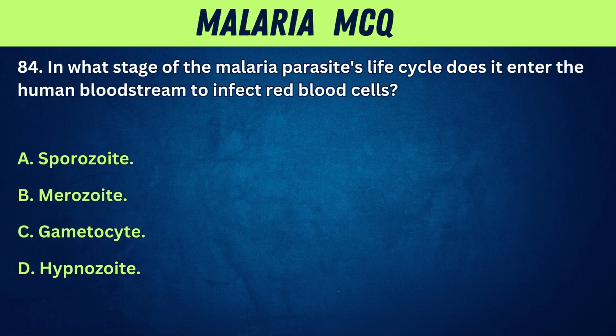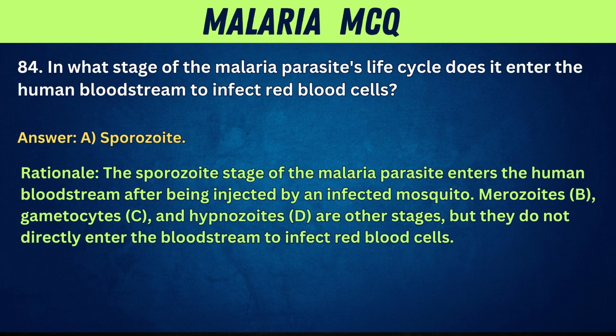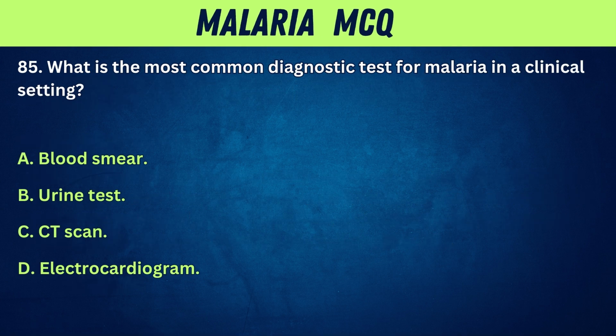84. In what stage of the malaria parasite's life cycle does it enter the human bloodstream to infect red blood cells? A. Sporozoite. B. Merozoite. C. Gametocyte. D. Hypnozoite. Answer: A. Sporozoite. Rationale: the sporozoite stage of the malaria parasite enters the human bloodstream after being injected by an infected mosquito. Merozoites, B, gametocytes, C, and hypnozoites, D, are other stages, but they do not directly enter the bloodstream to infect red blood cells.